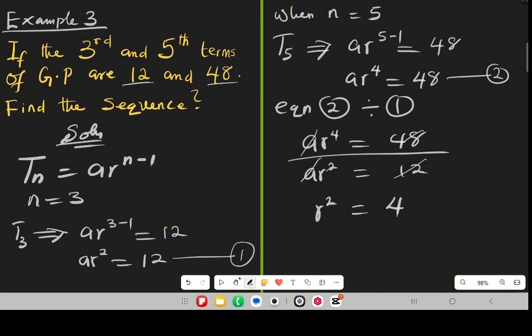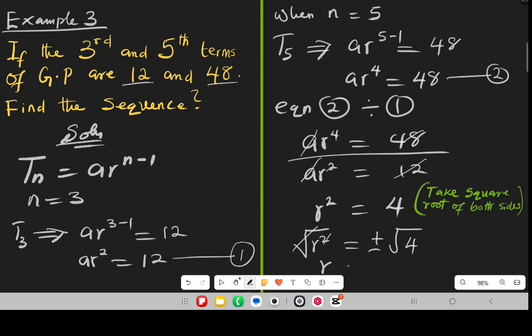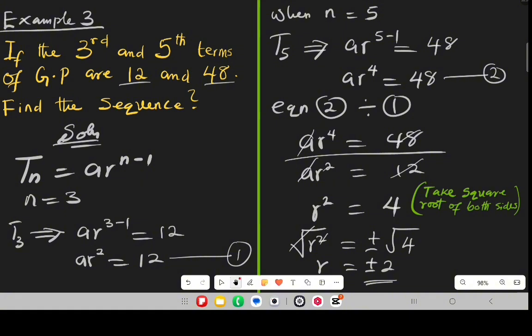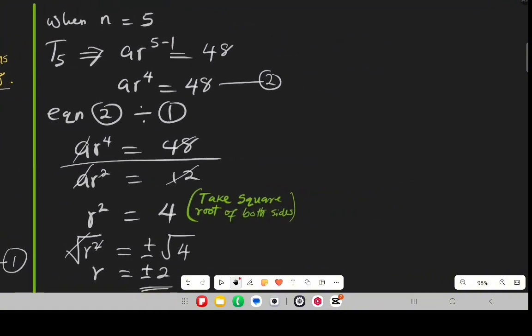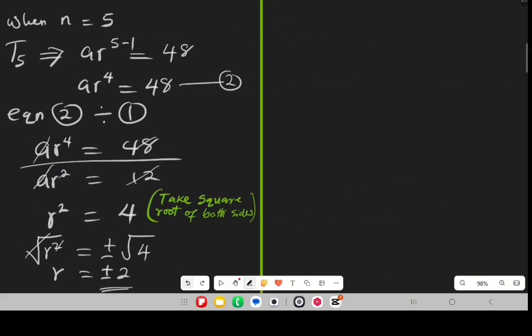Next step, we take the square root of both sides. If we take the square root of both sides, we have square root of r squared is equal to plus or minus square root of 4. Even roots give us plus or minus. Square root will cancel square, left with r equals square root of 4, which is plus or minus 2 as the answer. Now we want to look for the first term. Now we want to look for the value of a.